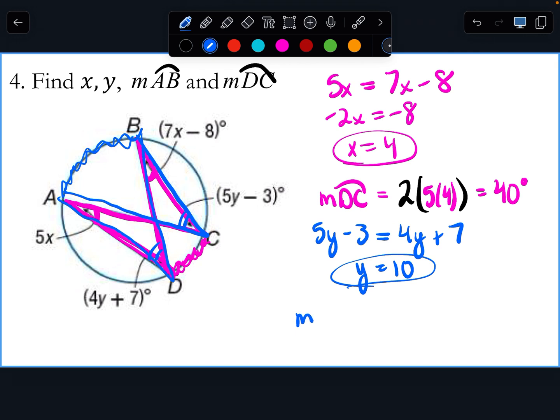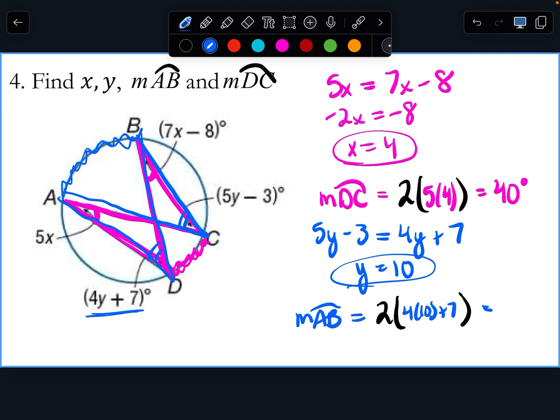Same deal, basically. You have to find the inscribed angle, so you're going to double whatever the inscribed angle is. So I'm going to plug it in. Which one's your favorite, 5y minus 3 or 4y plus 7? I'm going to do 4y plus 7. You just pick either one. So you're going to go 4 times 10 plus 7.